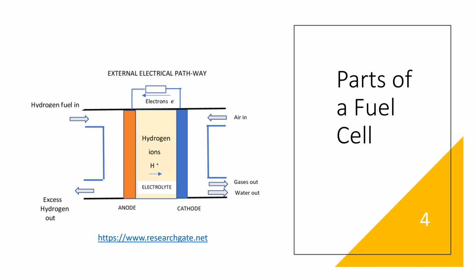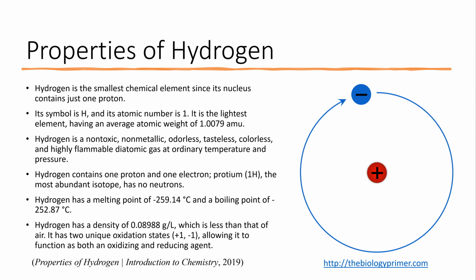In a hydrogen fuel cell, a catalyst at the anode separates hydrogen molecules into protons and electrons. The electrons travel through an external circuit, creating a flow of electricity. The protons migrate through the electrolyte to the cathode where they unite with oxygen and the electrons to produce water and heat. Now let's dive into the properties of elements and compounds that are involved in this oxidation reduction reaction.